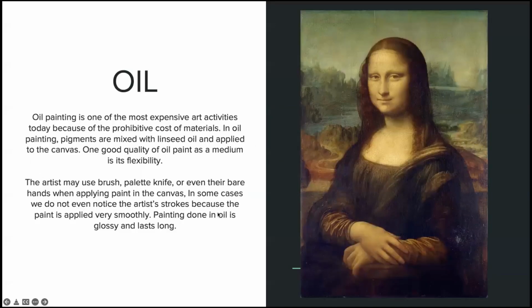Next medium is oil. I think this is very popular, Mona Lisa. Oil painting is one of the most expensive art activities today because of the prohibitive cost of materials. In oil painting, pigments are mixed with linseed oil and applied to the canvas. One good quality of oil paint as a medium is its flexibility. The artist may use a brush, a palette knife, or even their bare hands when applying paint on the canvas. In some cases, we do not even notice the artist's strokes because the paint is applied very smoothly. Painting done in oil is glossy and lasts long.